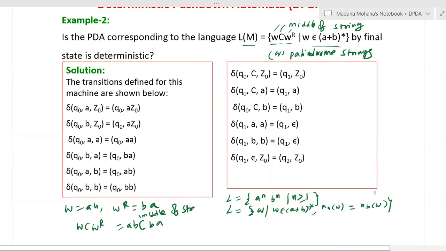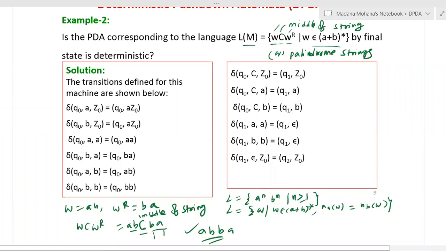In a palindrome string, the logic is that the given string and the reverse of the string should be the same. Now the complete string is W C W power R. Excluding the middle of the string, AB, BA. Now you can take the reverse. Again, the reverse is AB, then BA. So you will get the same. The given string and the reverse of the string should be the same. So this is the palindrome language.